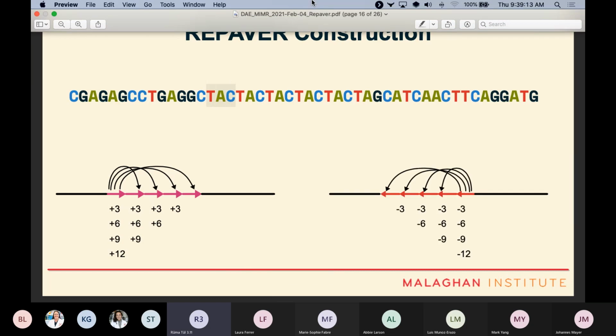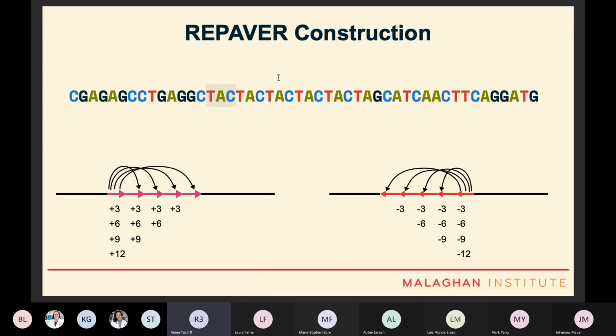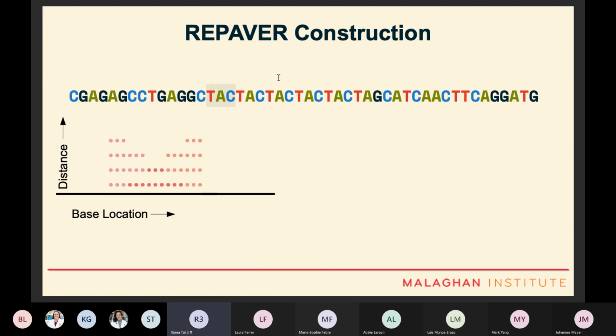In addition, all of these repeats have what is essentially a mirror image. For example, the last sequence fragment has 4 copies that came before it as well. So I thought I needed another colour to represent these backwards repeats. So here's what that looks like when just the TAC portion of the sequence is represented in dots. This visualisation here is a REPAVER representation of a short tandem repeat.